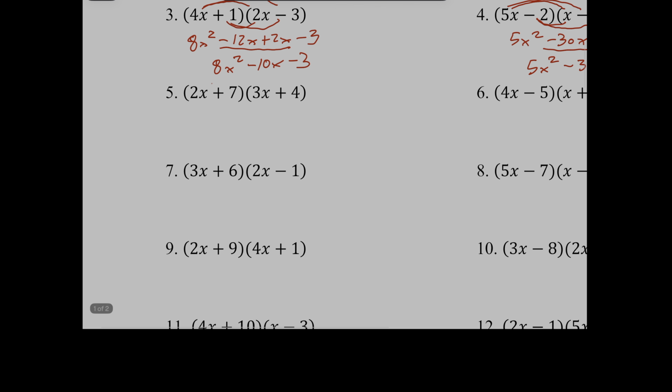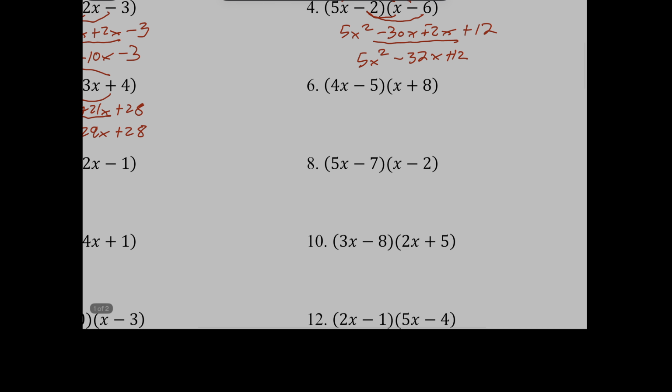Going on to number 5. First, 6x squared. Outer, plus 8x. Inner, plus 21x. Last, plus 28. Add these together: 6x squared plus 29x plus 28.